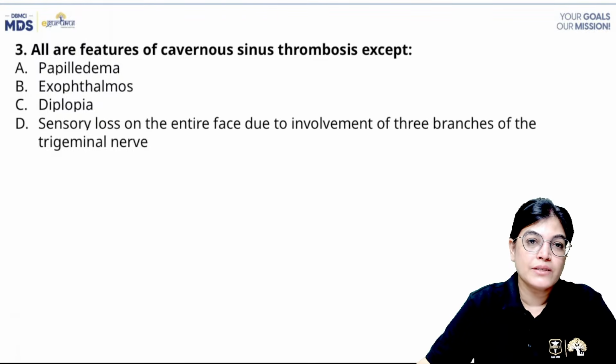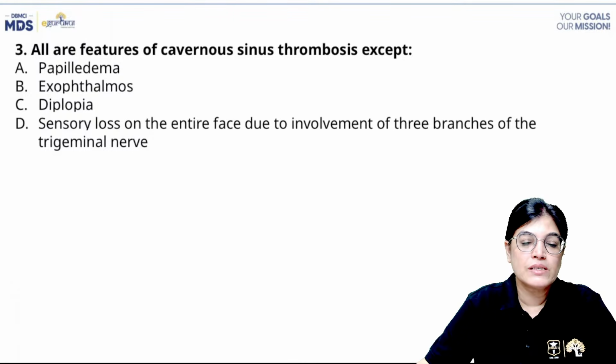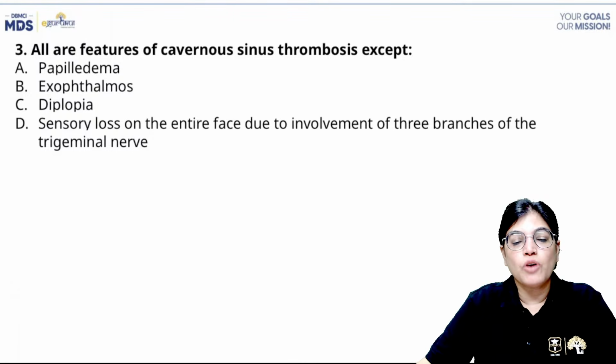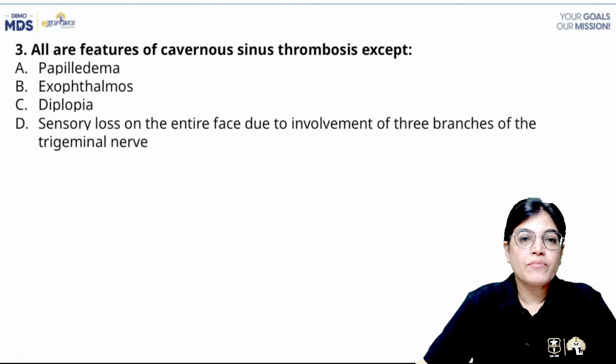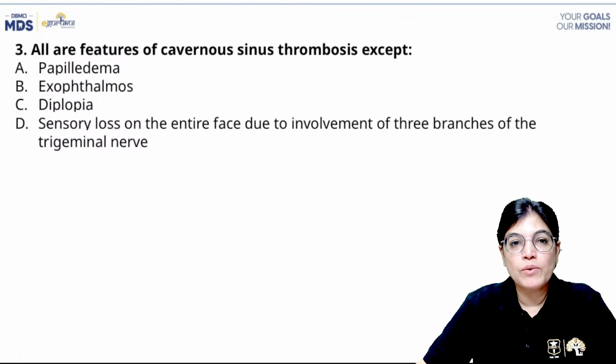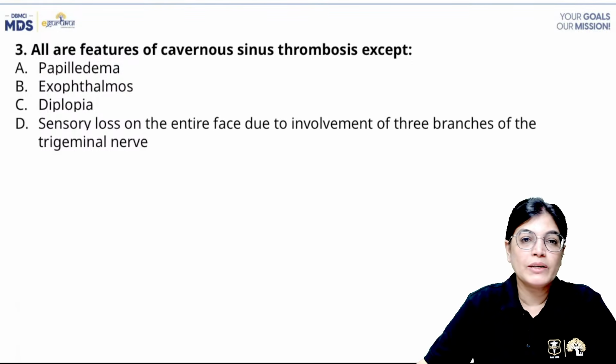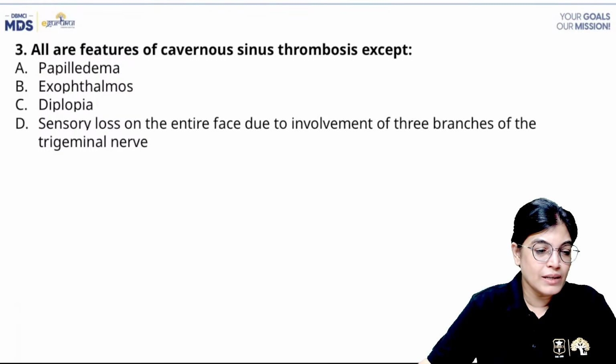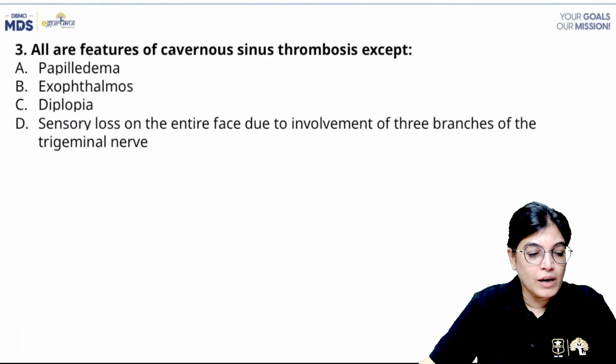So cavernous sinus thrombosis features are all. All are the features of cavernous sinus thrombosis except: option A is papilledema, B is exophthalmos, C is diplopia, and option D is sensory loss in the entire face due to involvement of 3 branches of trigeminal nerve. Okay, so we have to come to the correct answer.